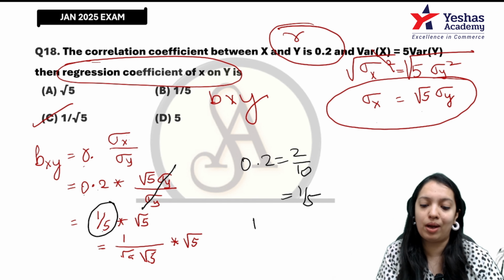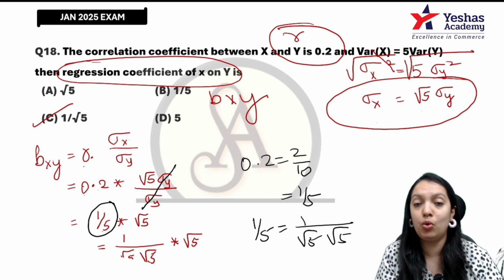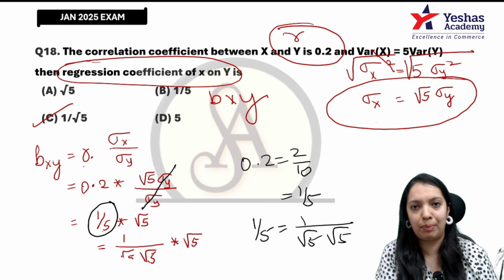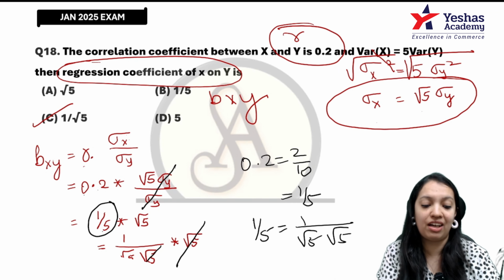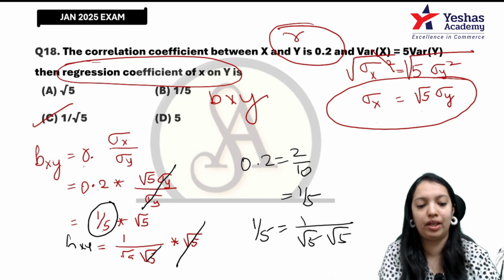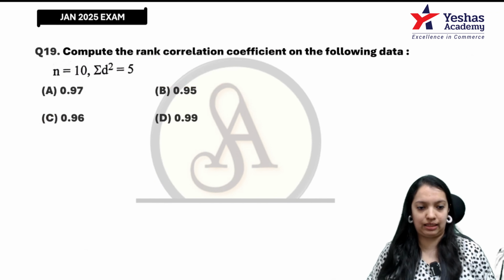You should all know 1 by 5 can be written as 1 by root 5 into root 5. Root square gets cancelled. 1 by 5 is left. So 1 root 5, another root 5 gets cancelled out. Final answer bxy is 1 by root 5. Option C is correct.